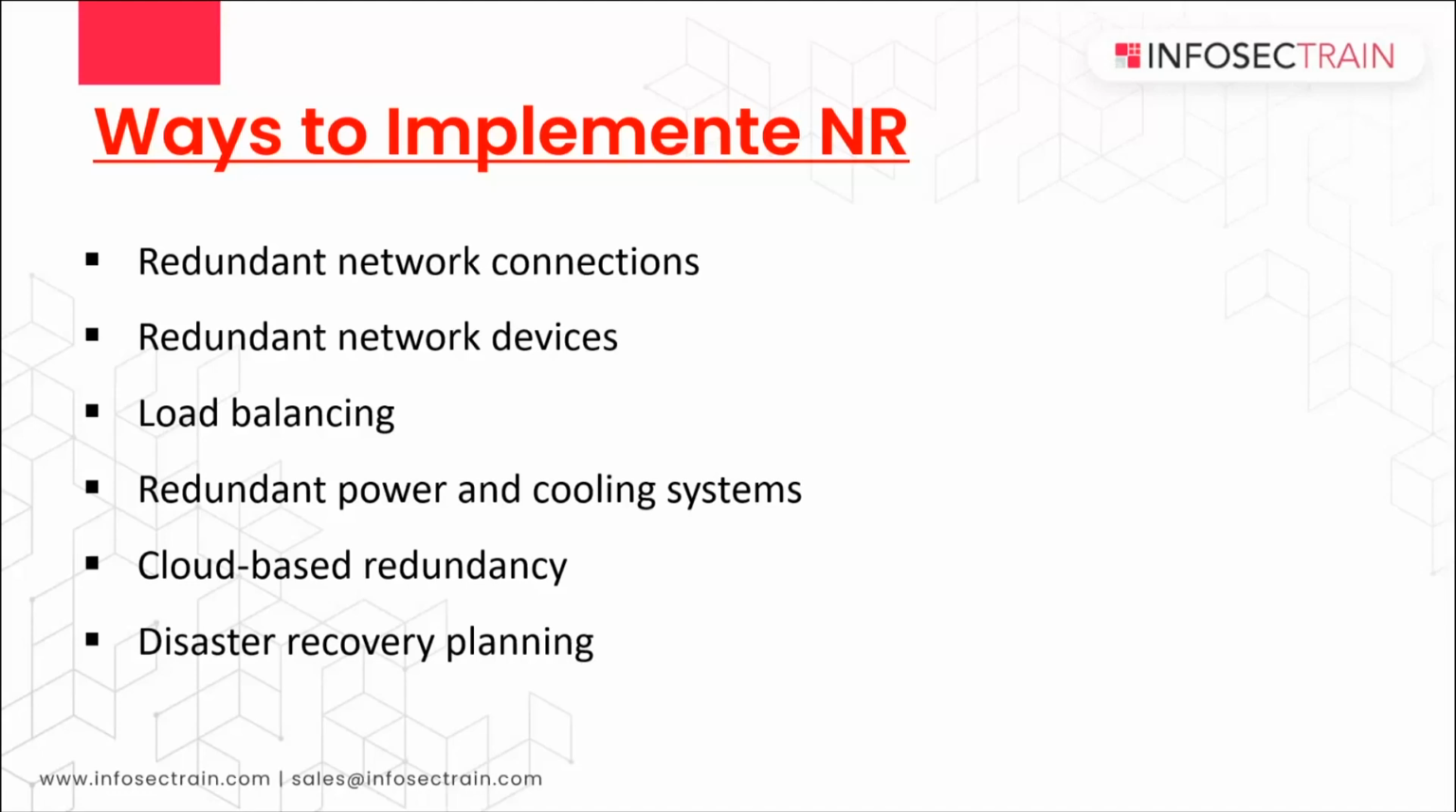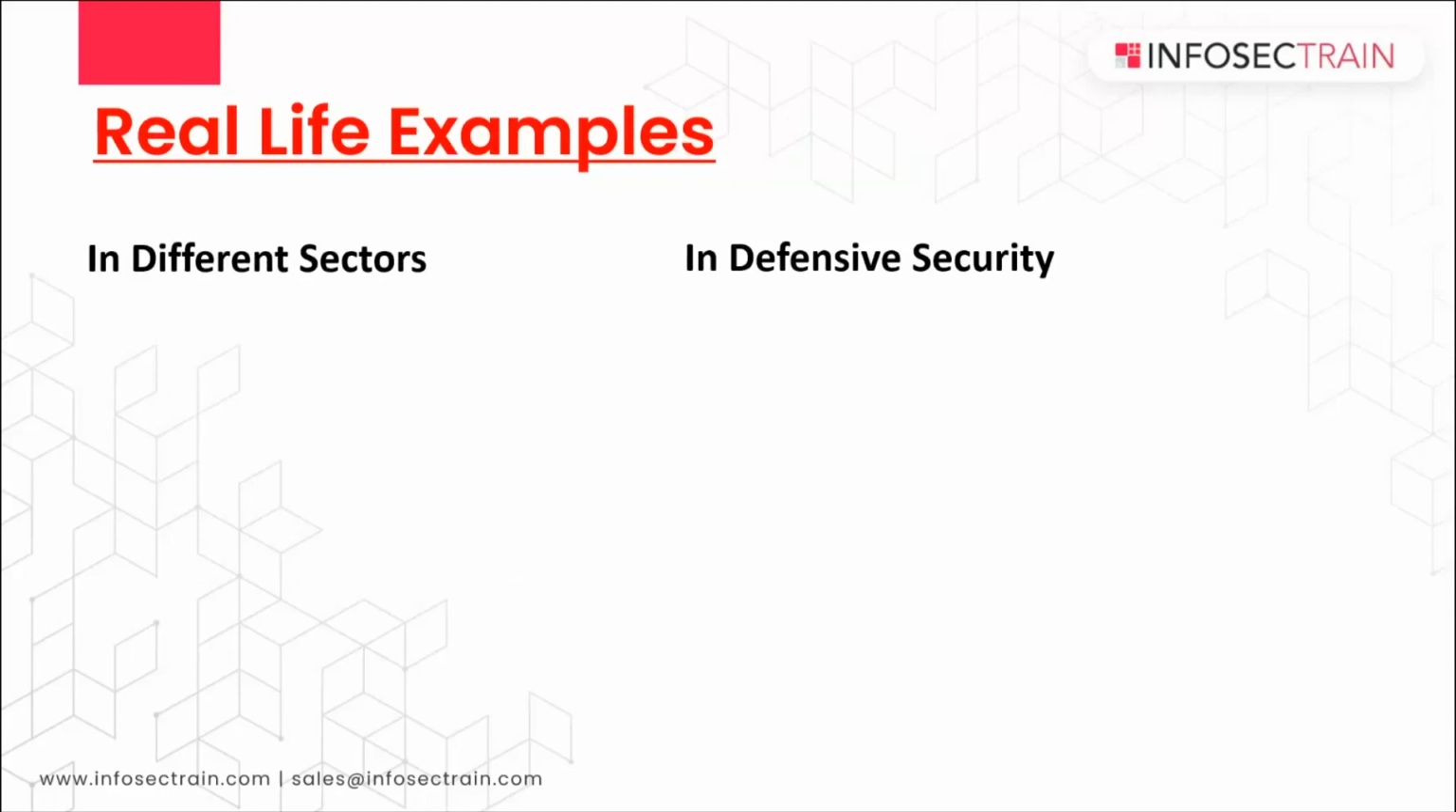So by implementing network redundancy, organizations can ensure that their network infrastructure remains operational and available in the event of a failure or outage, reducing the risk of costly downtime and ensuring business continuity. So, what are the different real life examples?